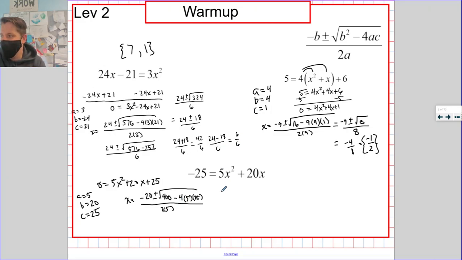The thing that happens is I get 400 minus 500. Now that's going to give me the square root of negative 100, and I can't take the square root of negative 100 using real numbers. So my answer to this is going to be no real solutions.